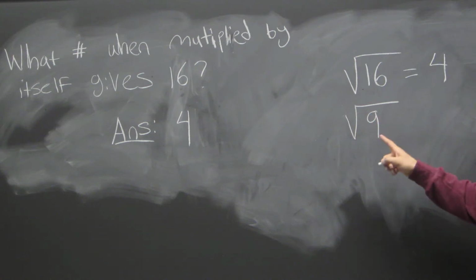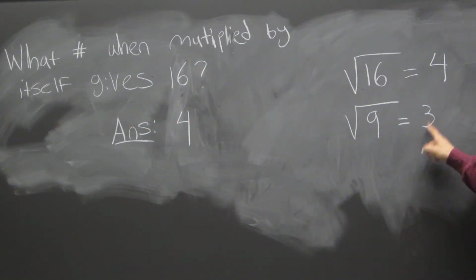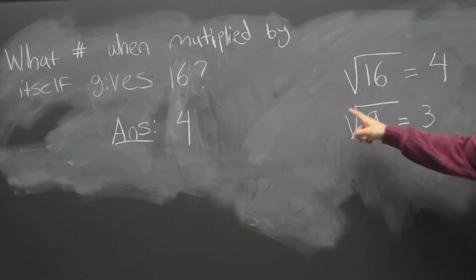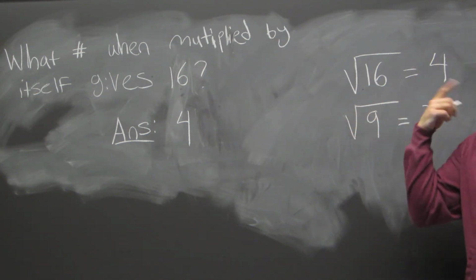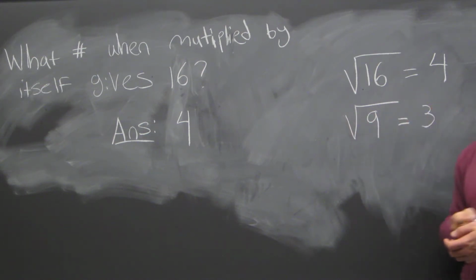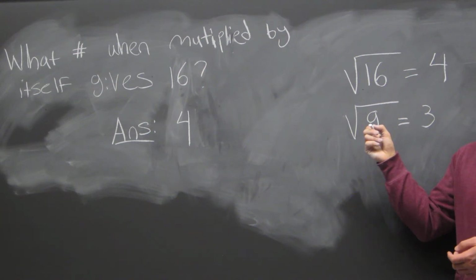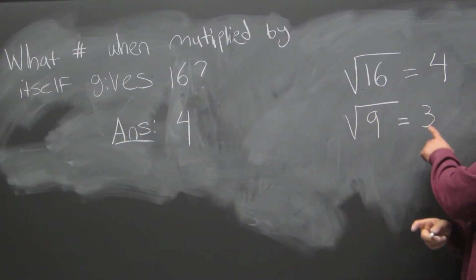Let's do another one. What number when multiplied by itself gives 9? 3 times 3 is 9. So that number is 3. Again, let's read this one more time. This is how you have to be reading it in your head when you look at it. When you look at this on, say, a quiz or in a textbook, this is asking what number, when multiplied by itself, gives 9. That would be 3.